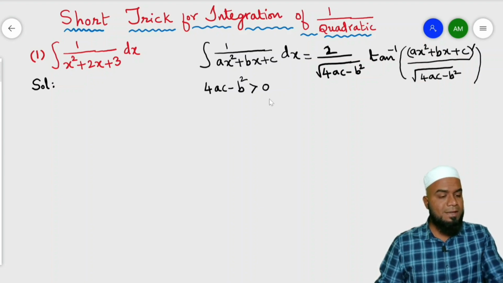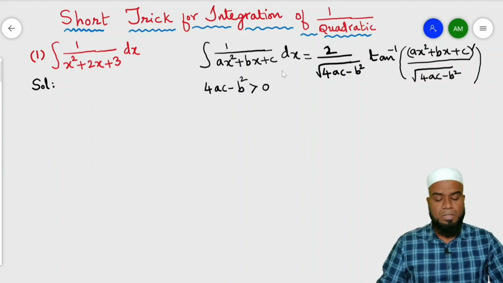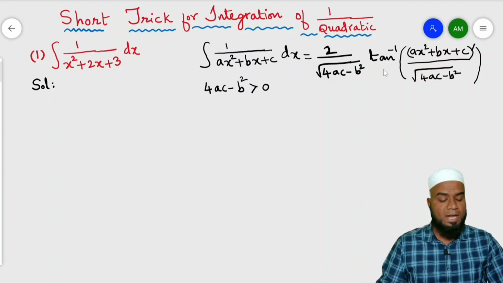This is the trick that I am going to show you. If the integrand is of the form integral 1 upon ax square plus bx plus c dx, we have to check 4ac minus b square. If 4ac minus b square is greater than 0, then the value of this integral will be 2 upon square root of 4ac minus b square tan inverse of the derivative of the quadratic ax square plus bx plus c, and in the denominator again square root of 4ac minus b square.